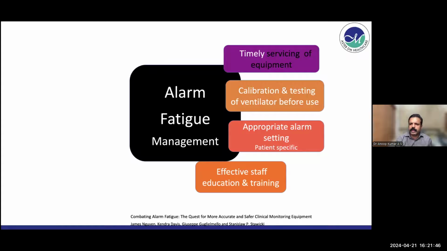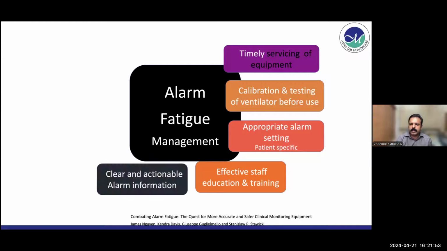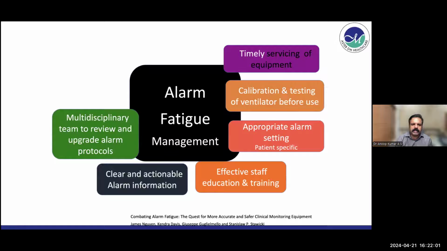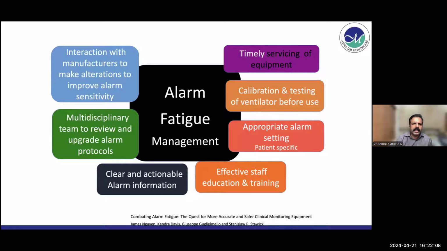So wherever you are using these equipments, along with teaching how to set the basic settings, you should teach them about alarm settings also. Clear and actionable alarm information should be passed, and a multidisciplinary team should review and upgrade alarm protocols as per the patient. Interaction with the manufacturers to make alterations to improve alarm sensitivity is also very important, especially when we buy new ventilators. I think most of us might have experienced that during the COVID outbreak.